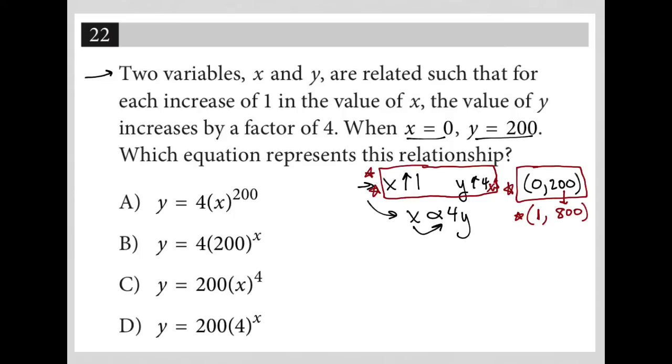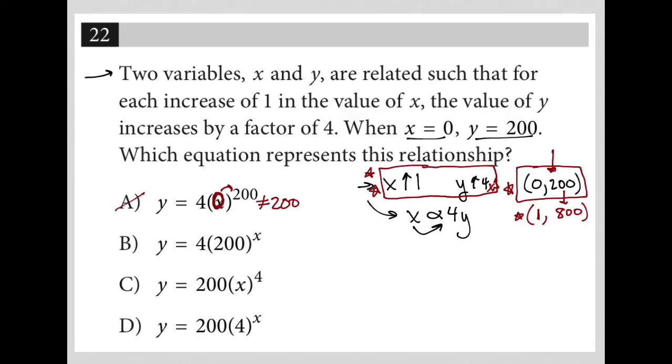So here are two ordered pairs that I can use to plug in to my answer choices. I'm going to plug this information in to see which one fits the information we've been provided with. So I'm going to start off with my 0 and 200. If x were 0 here, then 0 to the 200 power is still 0, and that does not equal 200, right? Again, we expect when x equals 0 that y is equal to 200. So since it does not happen here, since y is not 200 here, choice A is gone.